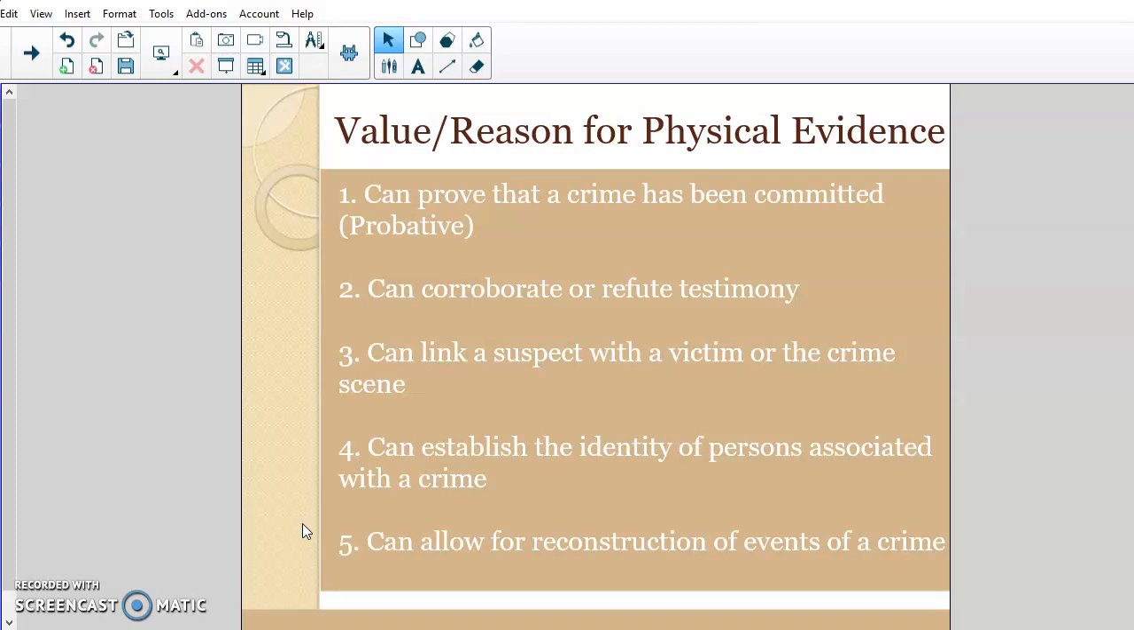It can help establish the identity of persons associated with crimes. You find a fingerprint, an unknown fingerprint, we run it through IAFIS, it pulls up a suspect, that type of thing. And it can allow for the reconstruction of events at a crime scene. So there's tons and tons of value for physical evidence. It's huge, super, super important. Pretty much the whole job of a forensic scientist is based on physical evidence.